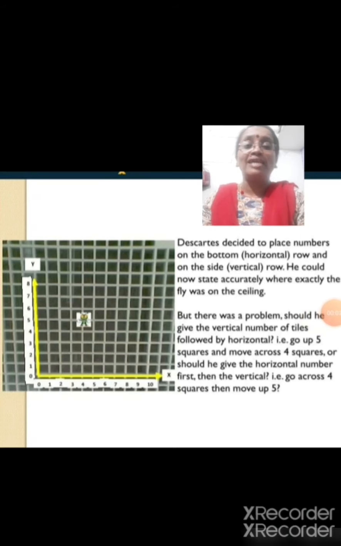He decided to place numbers on the bottom, that is horizontal ray, and on the side vertical row. He could now state accurately where the fly was on the ceiling. But there was a problem. Should he give the vertical number of tiles followed by the horizontal? That is, go up 5 squares and move across 4 squares? Or should he give the horizontal number first and then the vertical? That is, go across 4 squares, then move up 5.